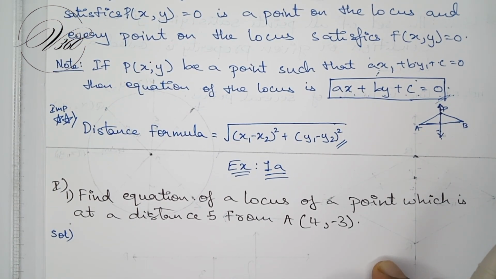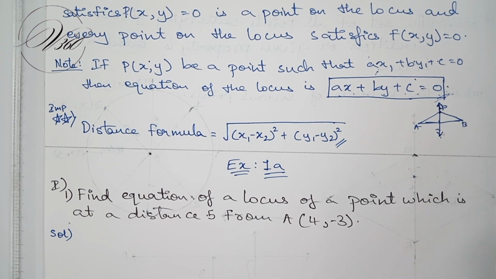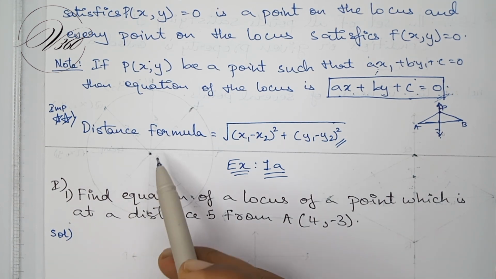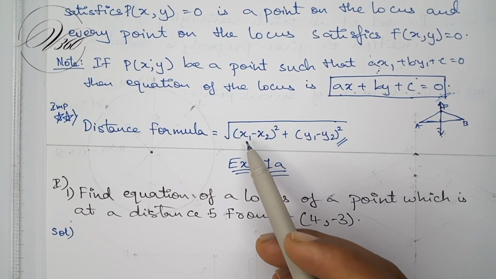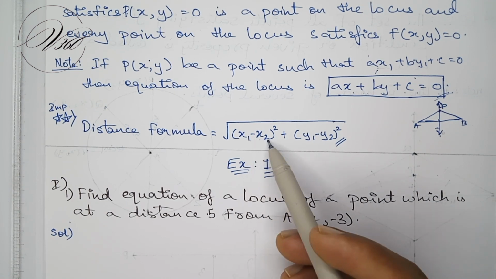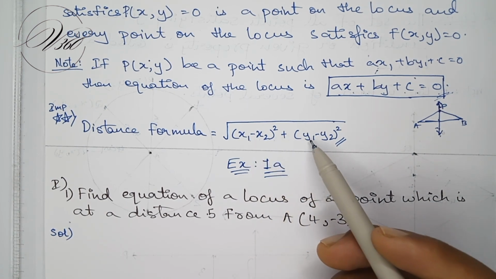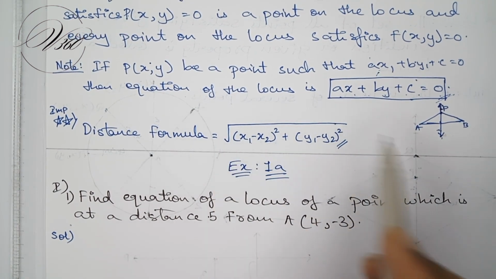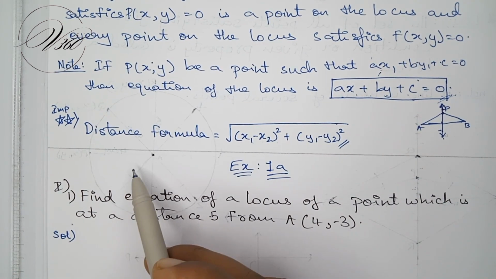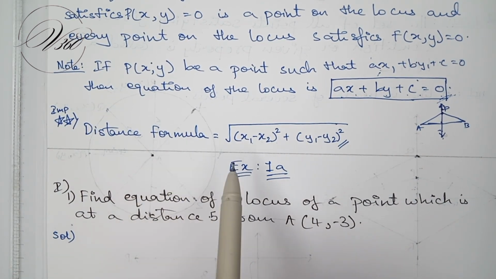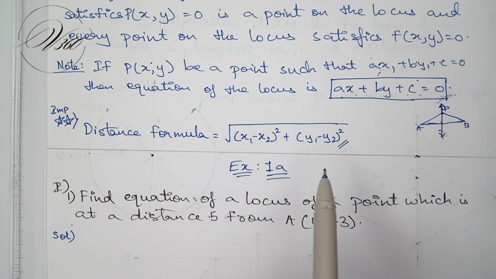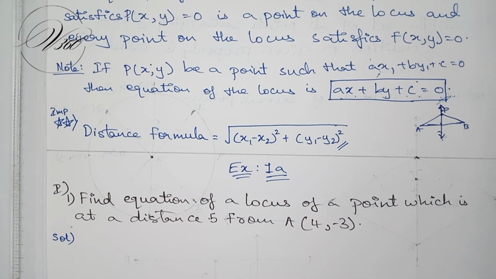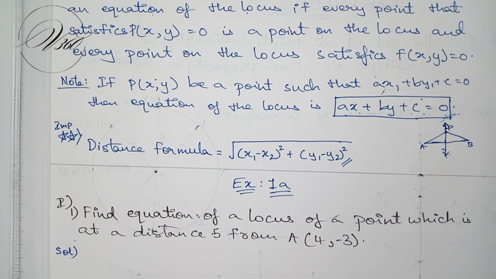And this is the very important formula which is used in every problem in exercise 1a. Okay, which is the distance formula, right? Here the distance formula is the square root of (x1 minus x2) whole square plus (y1 minus y2) whole square. Now here ends the introduction of the locus.